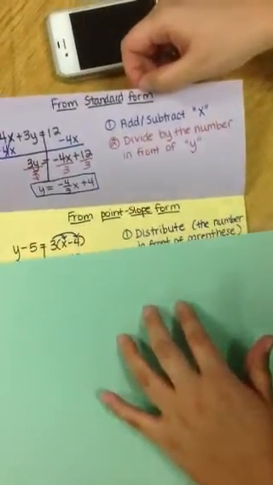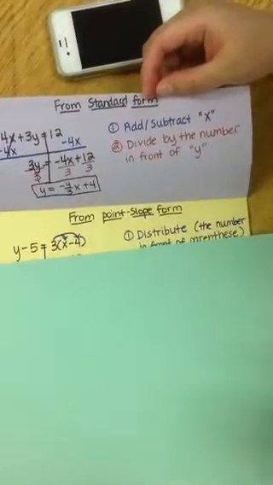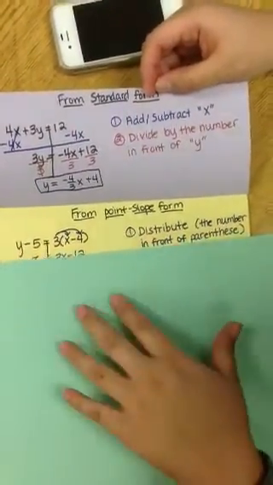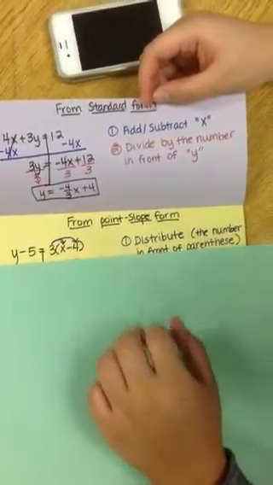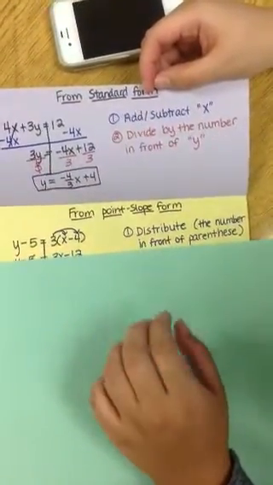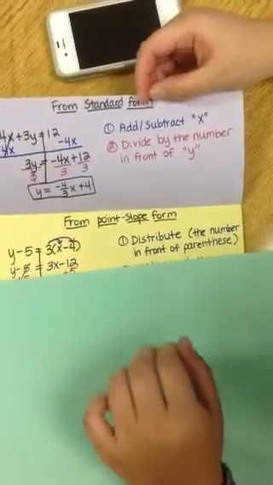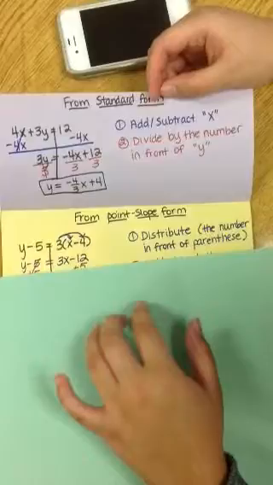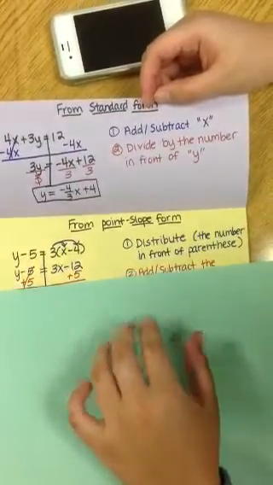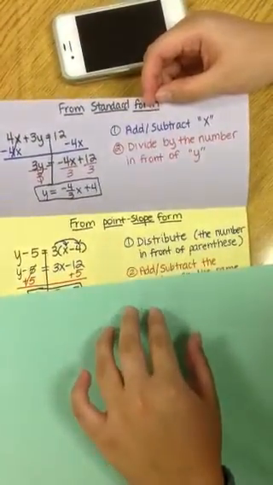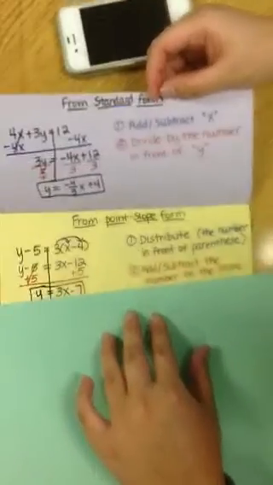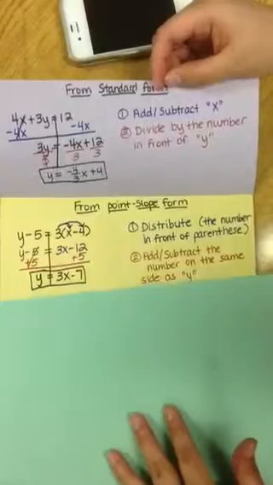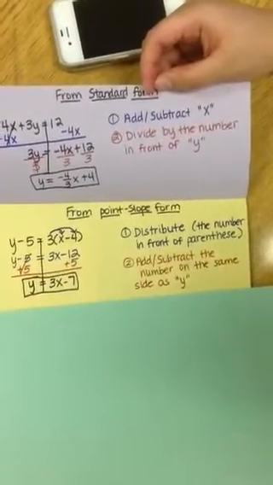Now from point slope form, this is what we already did today. Step 1 is you plug it in and then you distribute the number in front of the parentheses. You are left with y minus 5 equals 3x minus 12. Then you would add 5 to get y by itself to both sides. So you add or subtract the number on the same side as y. And you are left with y equals 3x minus 7.